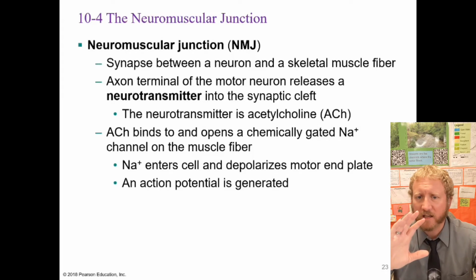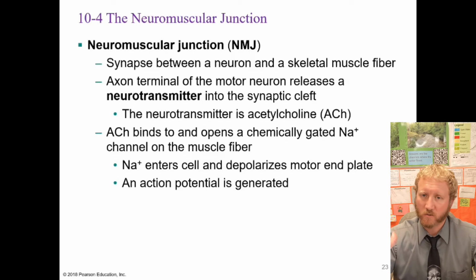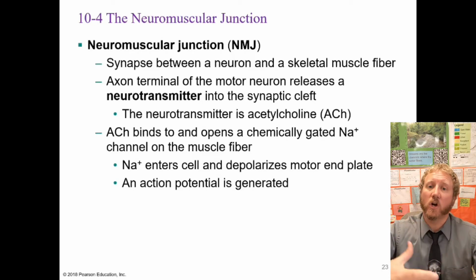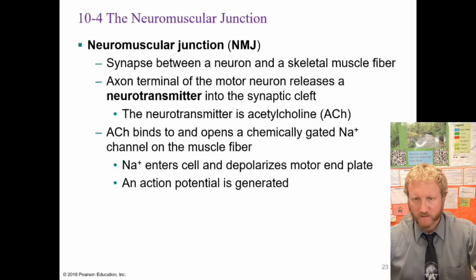Here is a video clip that illustrates that a little bit more slowly and gets us started with this muscle contraction process.